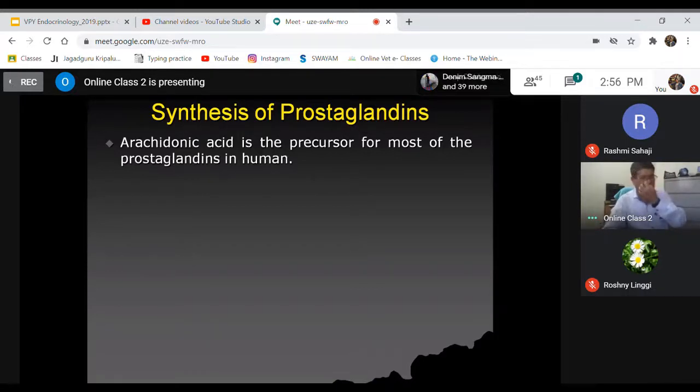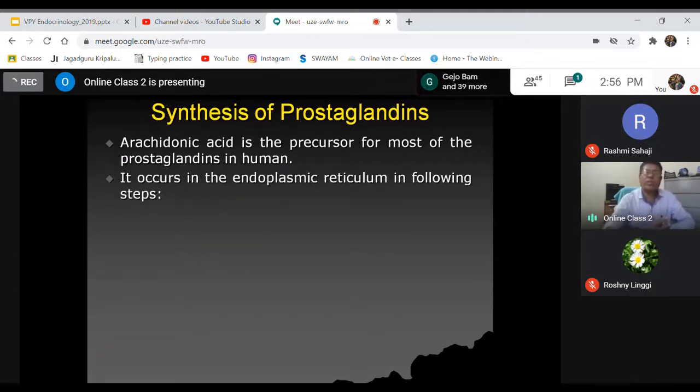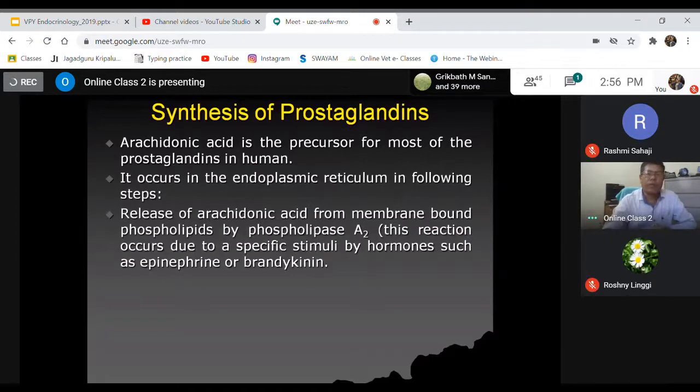So the precursor is arachidonic acid. It occurs in the endoplasmic reticulum in the following steps. The first is the release of arachidonic acid from the membrane-bound phospholipids. Phospholipids, we know, are present as a component of the membrane. From here the arachidonic acid is released. How is it released? It has to be acted upon by some lipase. So arachidonic acid is released from the membrane-bound phospholipids by phospholipase A2.